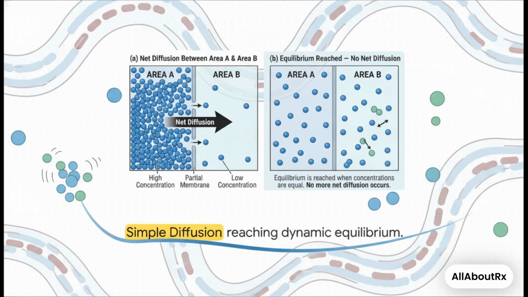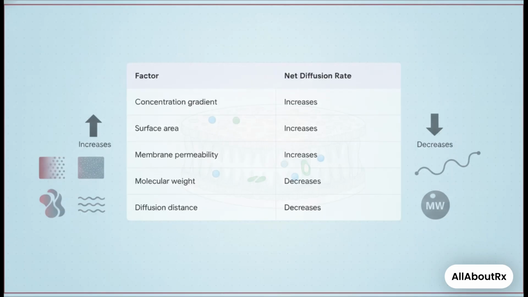And notice how this net diffusion continues until equilibrium is reached. Now, at equilibrium, that random movement is still happening, but the net diffusion equals zero. Now, Fick's law of diffusion dictates the actual math behind all of this movement. It's pretty intuitive once you look at it.